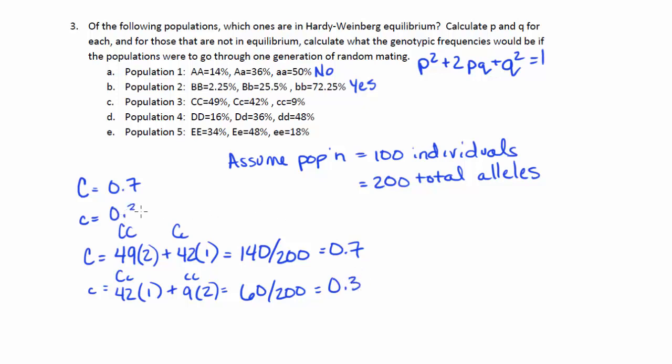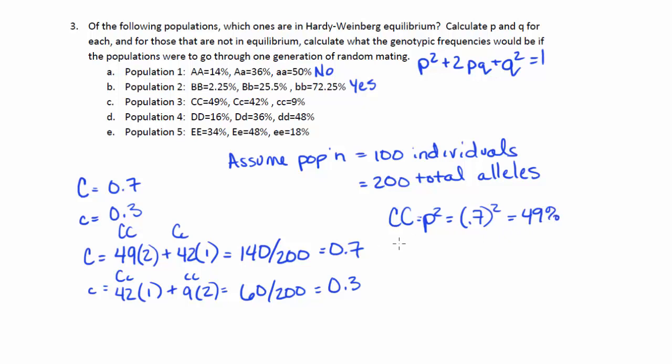So we've got our P and Q. Again, I'll remind you that P is going to be the dominant allele, the capital letter, and Q is going to represent the recessive or the lowercase letter. So now that we have those, if we calculate what the frequency of the homozygous dominant genotype should be, this is going to be equal to P squared. So we've got 0.7 squared, and that is equal to 49%.